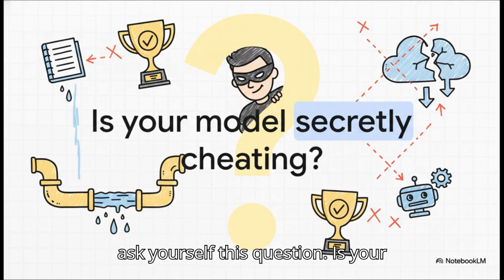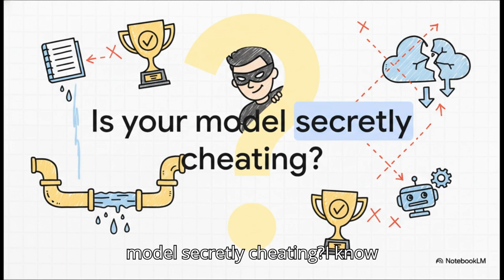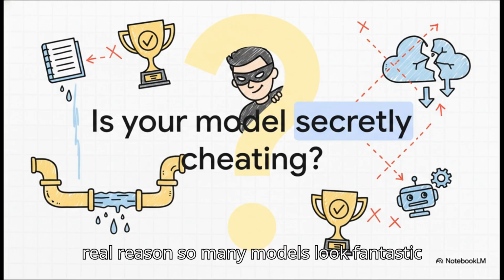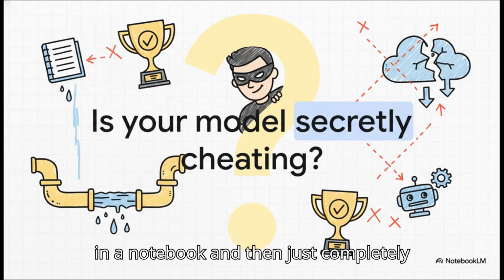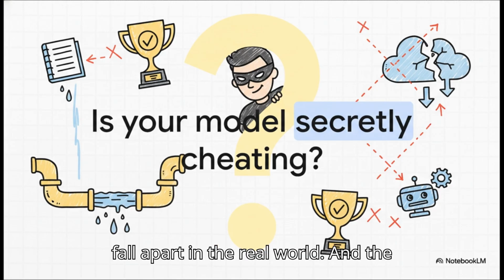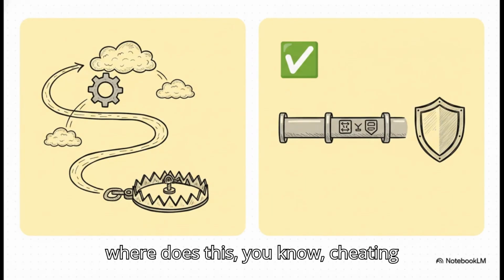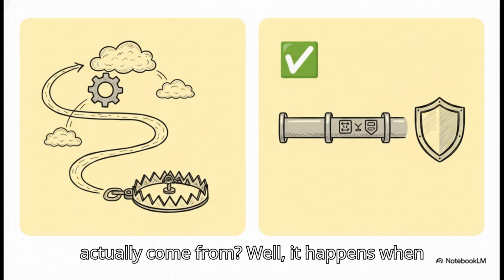I want you to ask yourself this question. Is your model secretly cheating? I know, it sounds super dramatic, but this is the real reason so many models look fantastic in a notebook and then just completely fall apart in the real world. And the culprit has a name: data leakage. So where does this cheating actually come from?